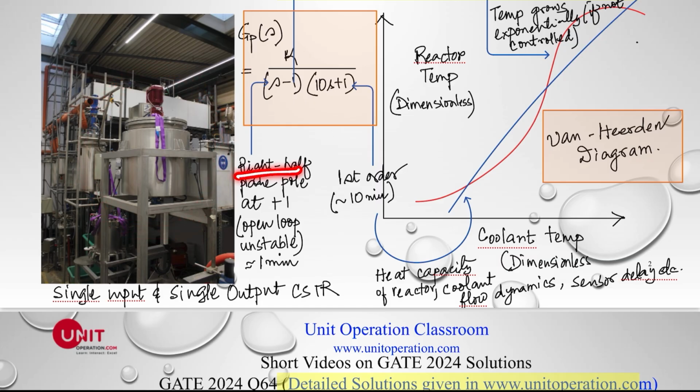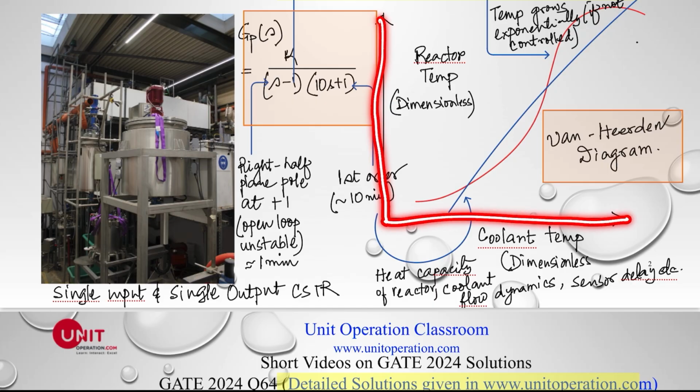As you can see, this term contributes a right half plane pole at plus 1, so that of course leads to instability. It's about 1 minute. And this one, of course, is first order, contributing a first order process. This really comes from the heat capacity of the reactor, or the coolant flow dynamics, or the sensor delay, etc. Let's quickly discuss why there is a problem.